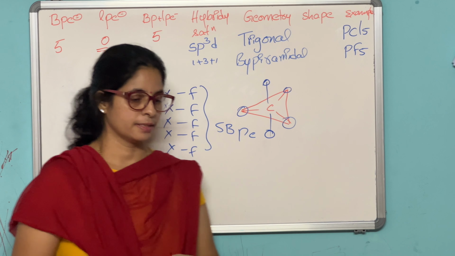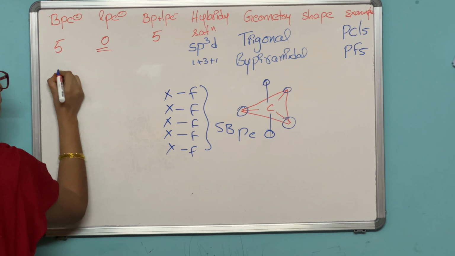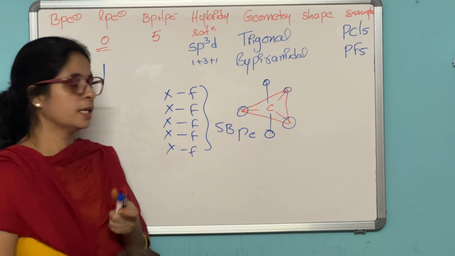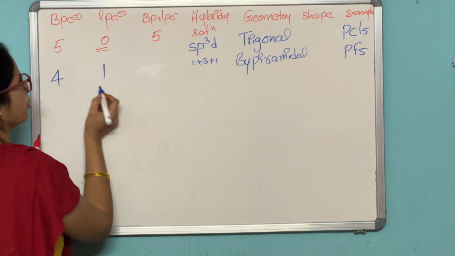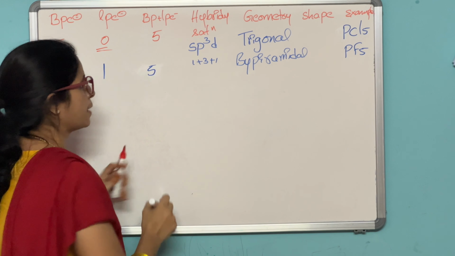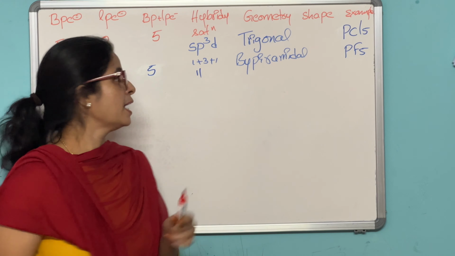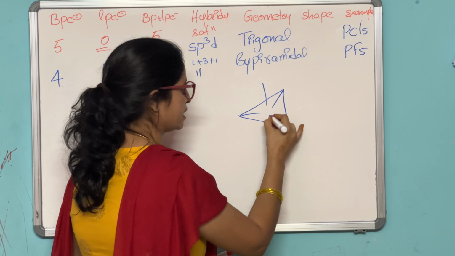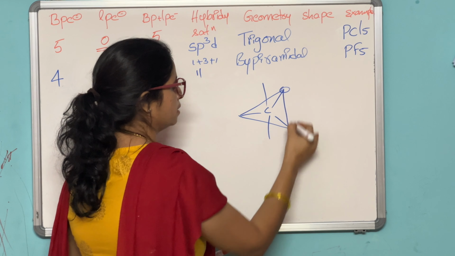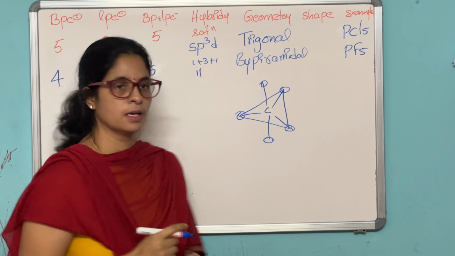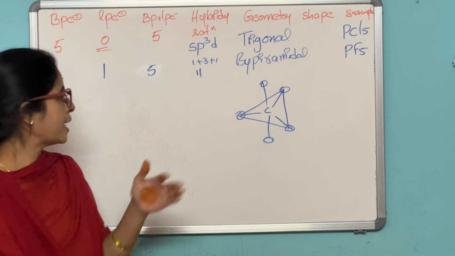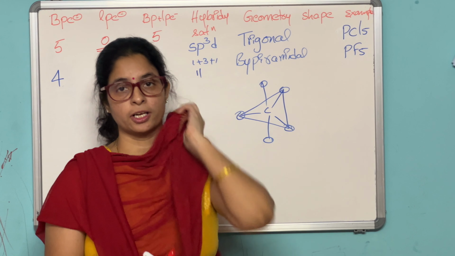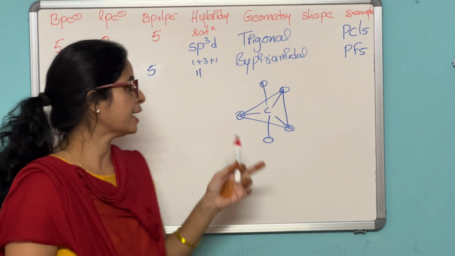Clear? Then if the bond pairs of electrons are 4 with 1 lone pair, bond pair plus lone pair is equal to 5. What is the hybridization? The same, sp3d hybridization. And the geometry is as usual trigonal bipyramidal: the central atom with 5 atoms around it. Now 1 lone pair is there. The problem is where to keep this lone pair.